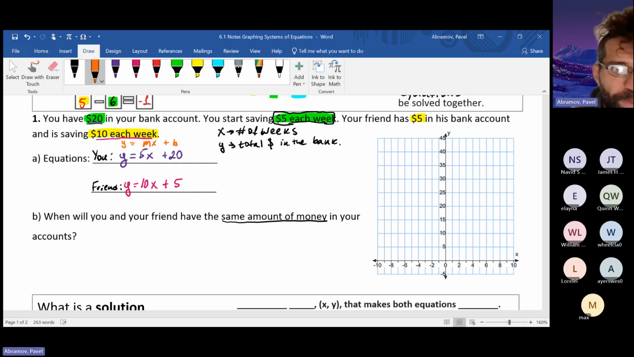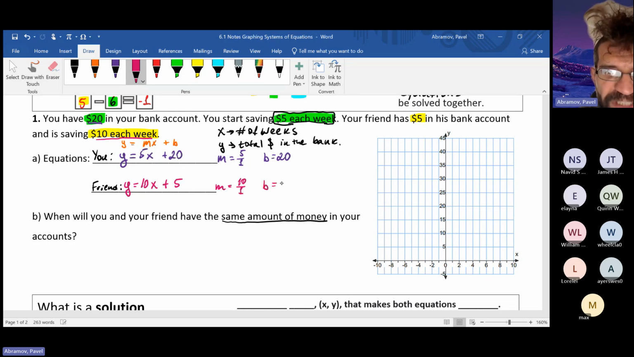So we can find our slope and y-intercept for both of these equations, like we've done many times before. For your equation, the slope is going to be equal to 5, or we can write it as 5 over 1, and the y-intercept will equal 20. Then for your friend's equation, the slope is going to be 10, or 10 over 1, and the y-intercept is 5.